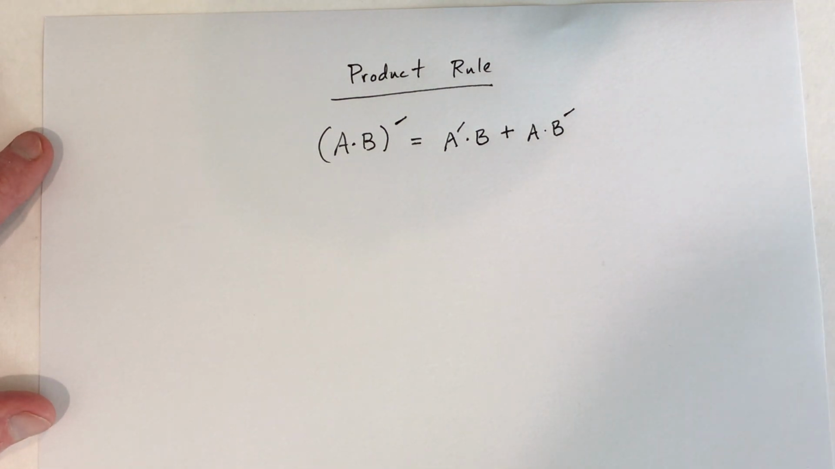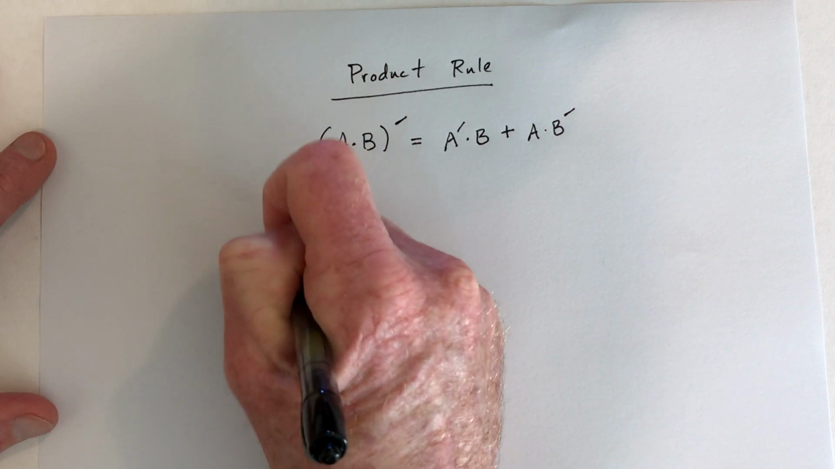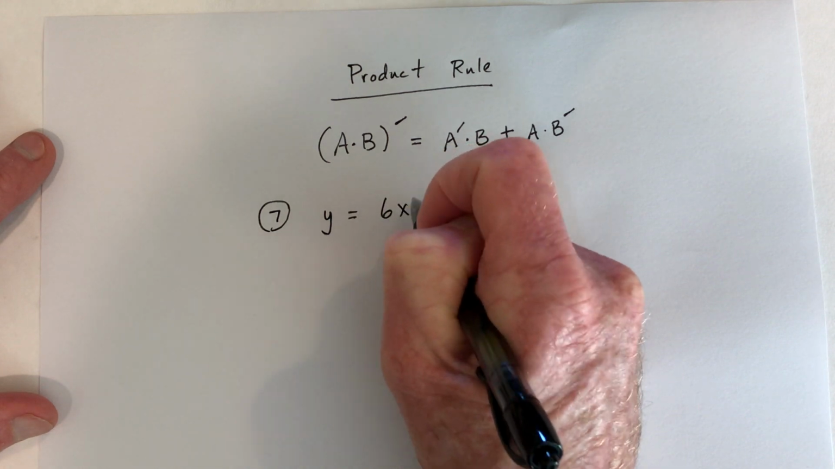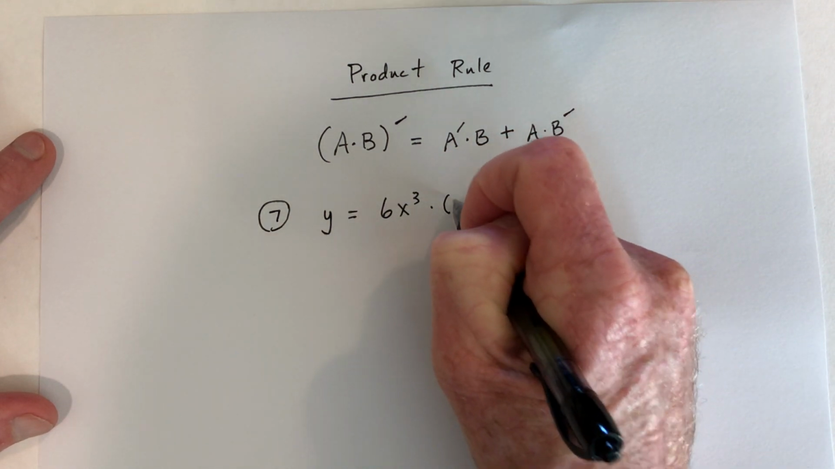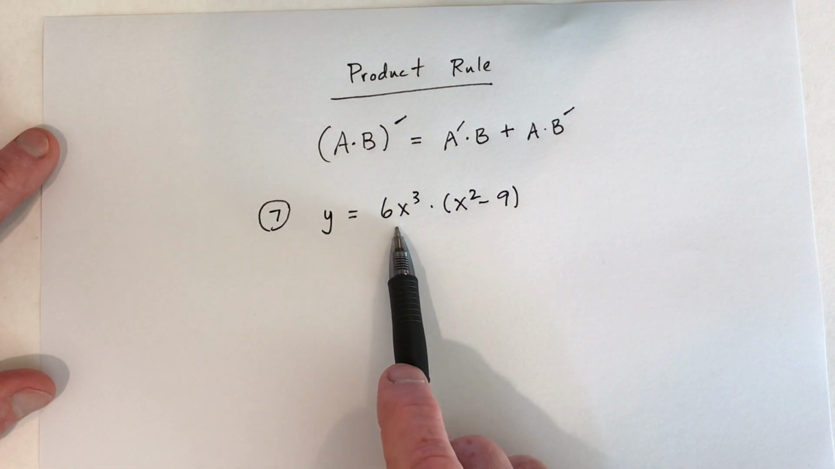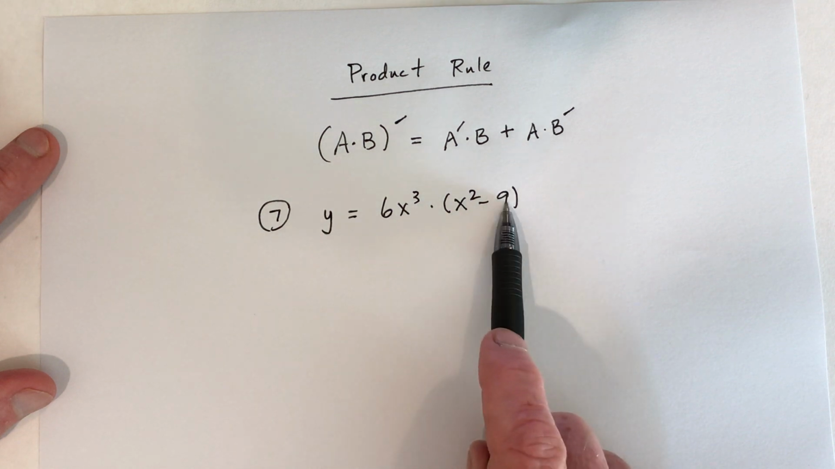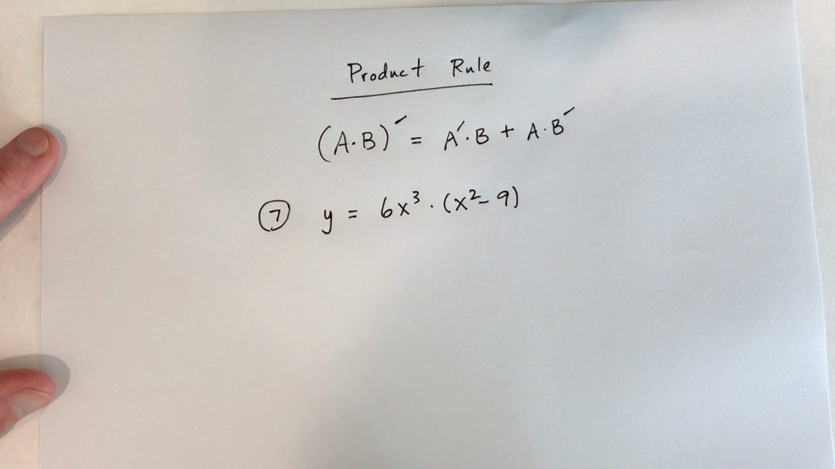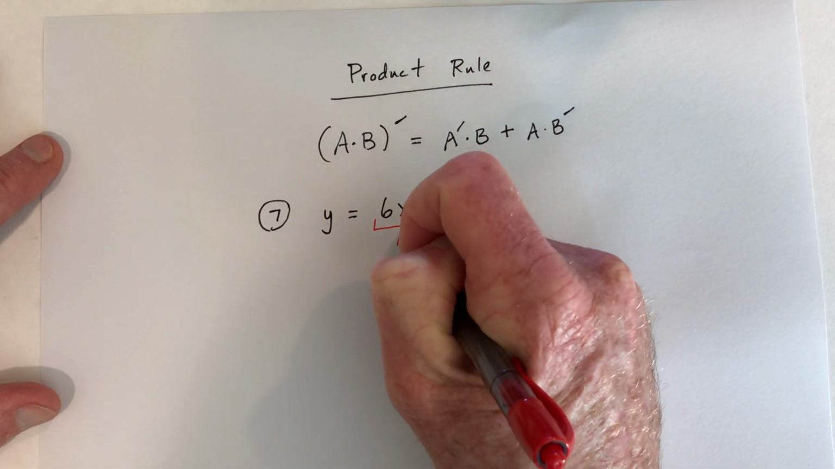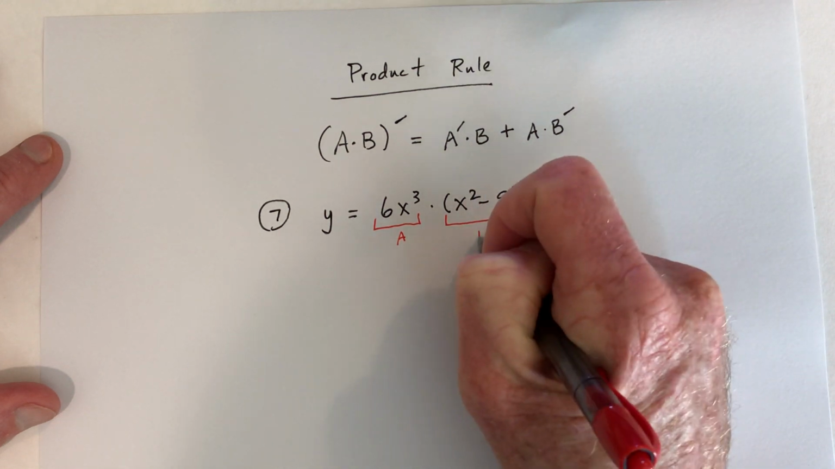Okay, so then for some examples using the product rule, this is going to be example number 7. How about if y equals the product of 6x cubed times x squared minus 9. Now with this particular problem, I could actually just multiply it out and then take the derivative using the power rule. But there's going to be many times when you can't do it that easily with algebra, so you do need to use the product rule. So this is the A and this is the B.